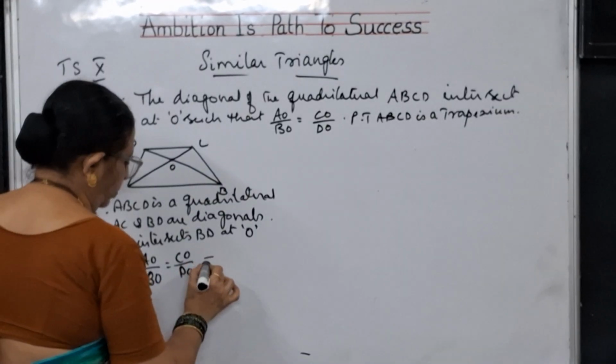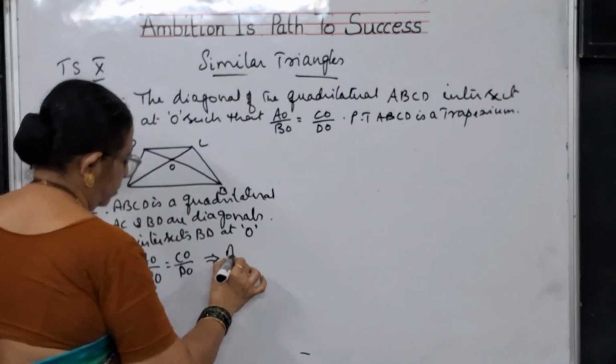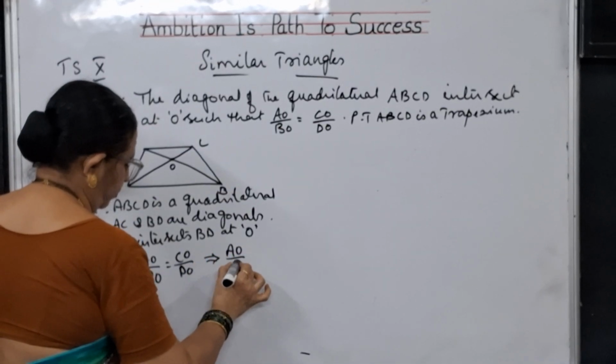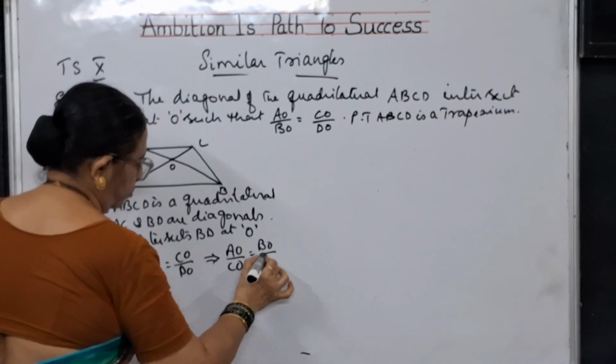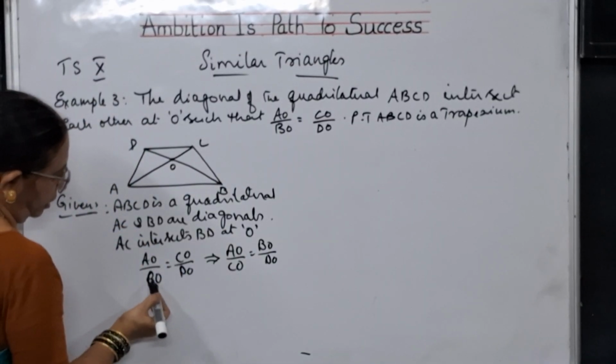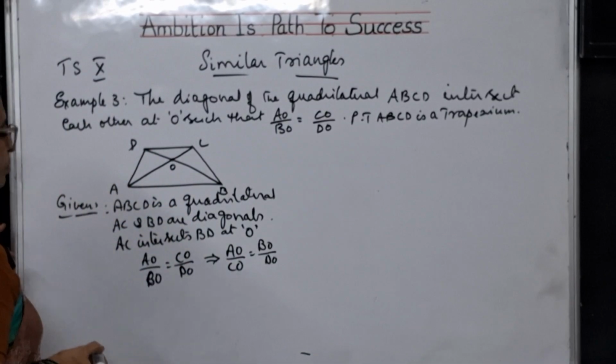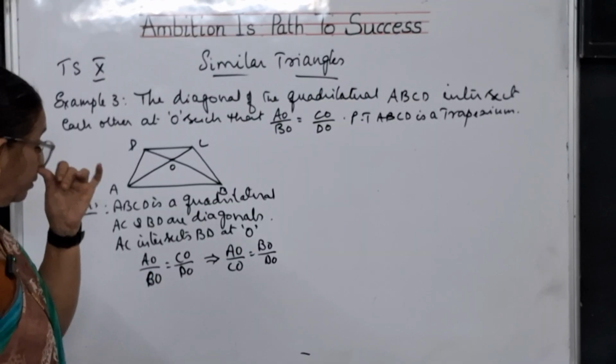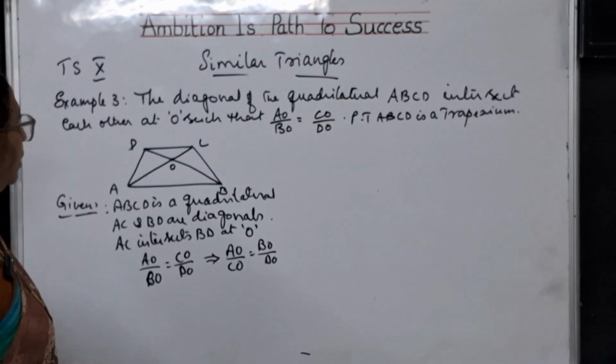This can also be written as, this implies AO by CO is equal to BO by DO. You can write like this. What did I do? I brought this CO here, I brought this BO there. This will help us to prove the sum very easily. This is what is given to us.